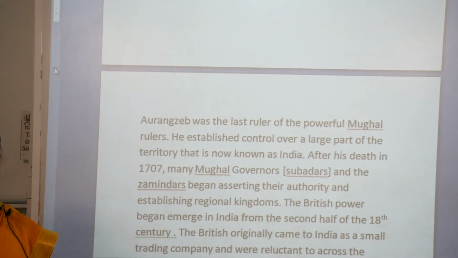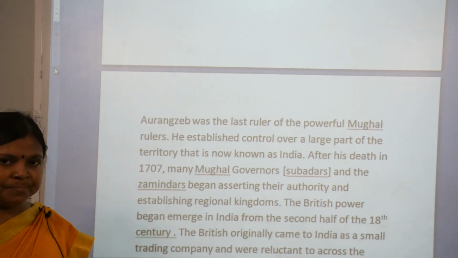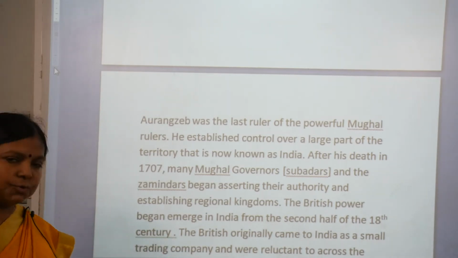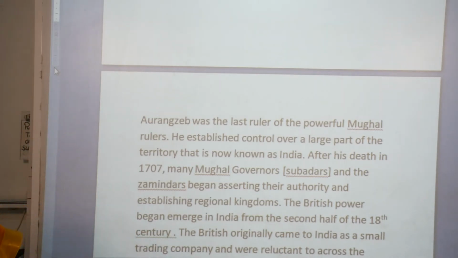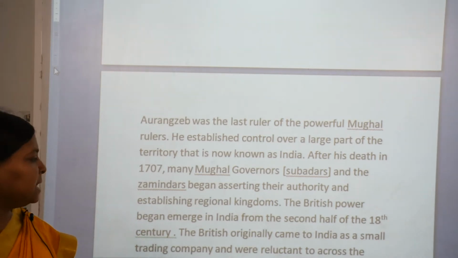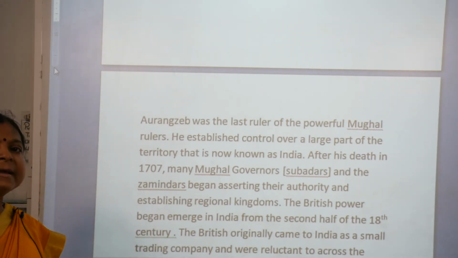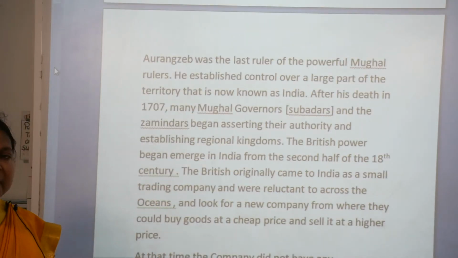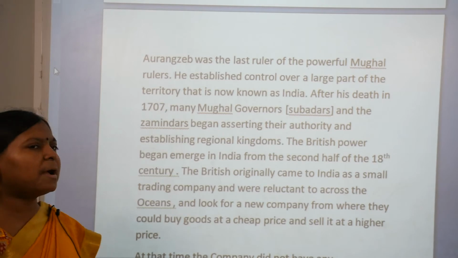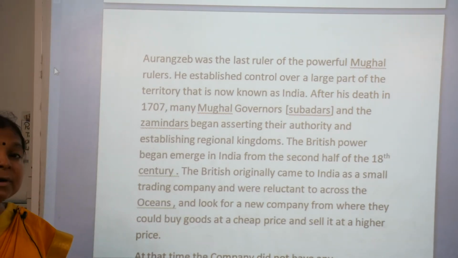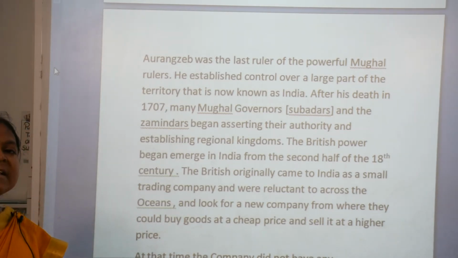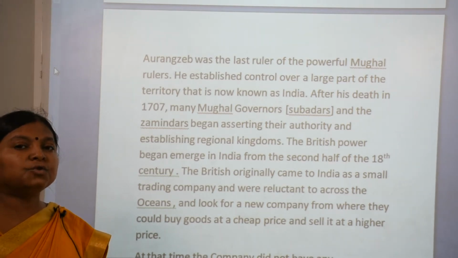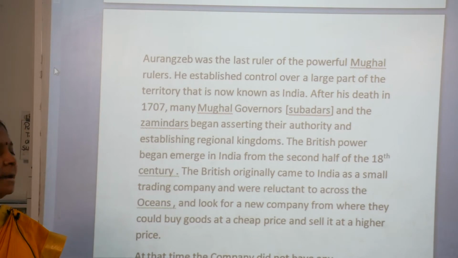During that time, British power emerged in India from the second half of the 18th century. So where did the British come from, and how did they come? They came to India as a small trading company and were reluctant to cross the oceans. Why? Because they looked for new countries from where they could buy goods at a cheap price and sell at a higher price in other countries, so they would get a huge profit. That is why they entered India.